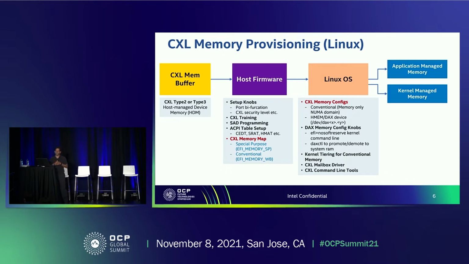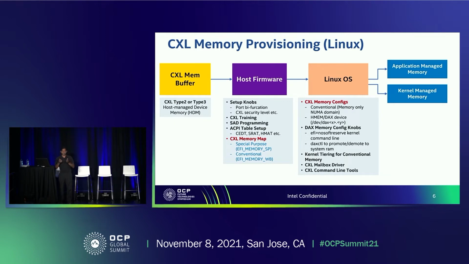There are 2 things that you can do. Once the operating system boots, when you have the DAX device, you can override the behavior through the kernel command line parameter. We use this very extensively for testing. If you use no soft reserve in the kernel command line parameter, that bit is ignored and the memory is treated as kernel managed memory.